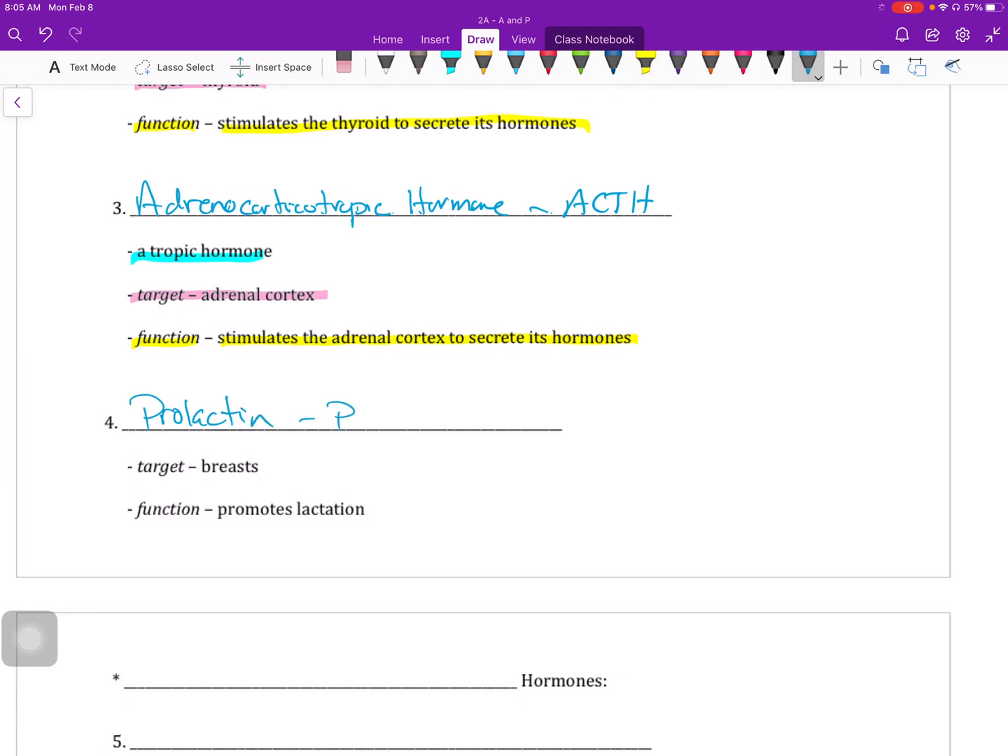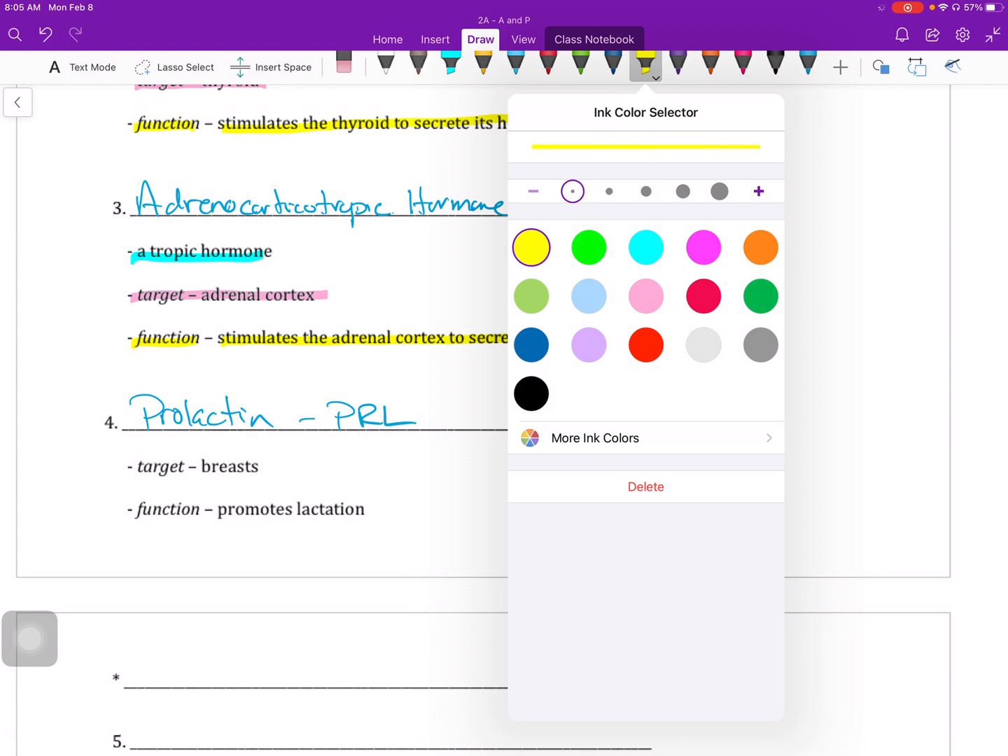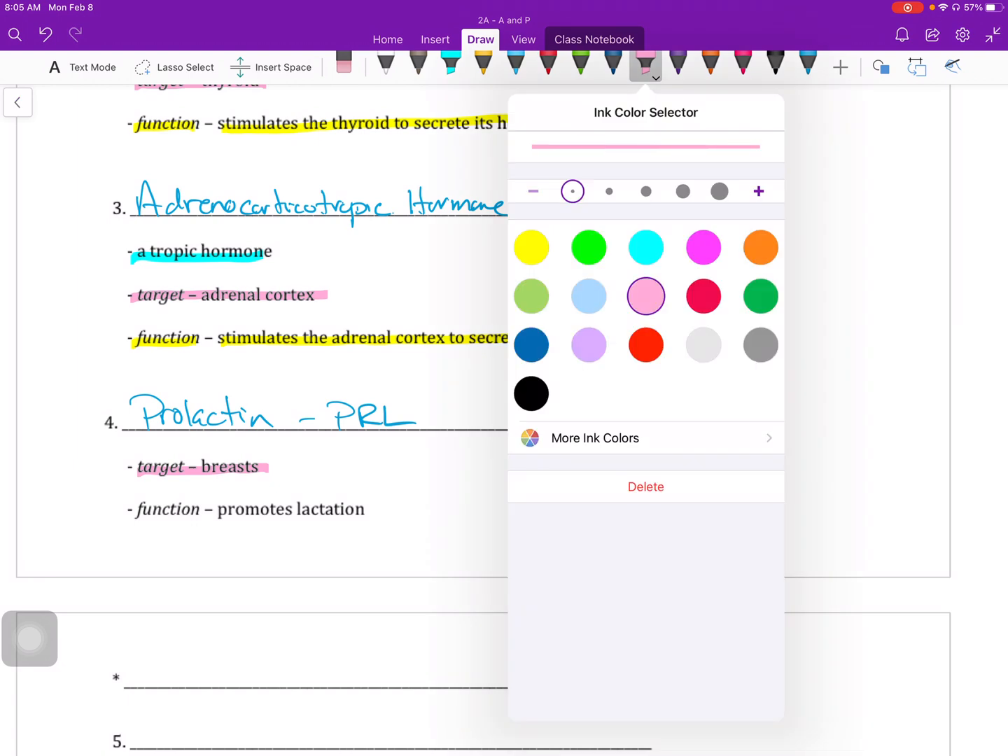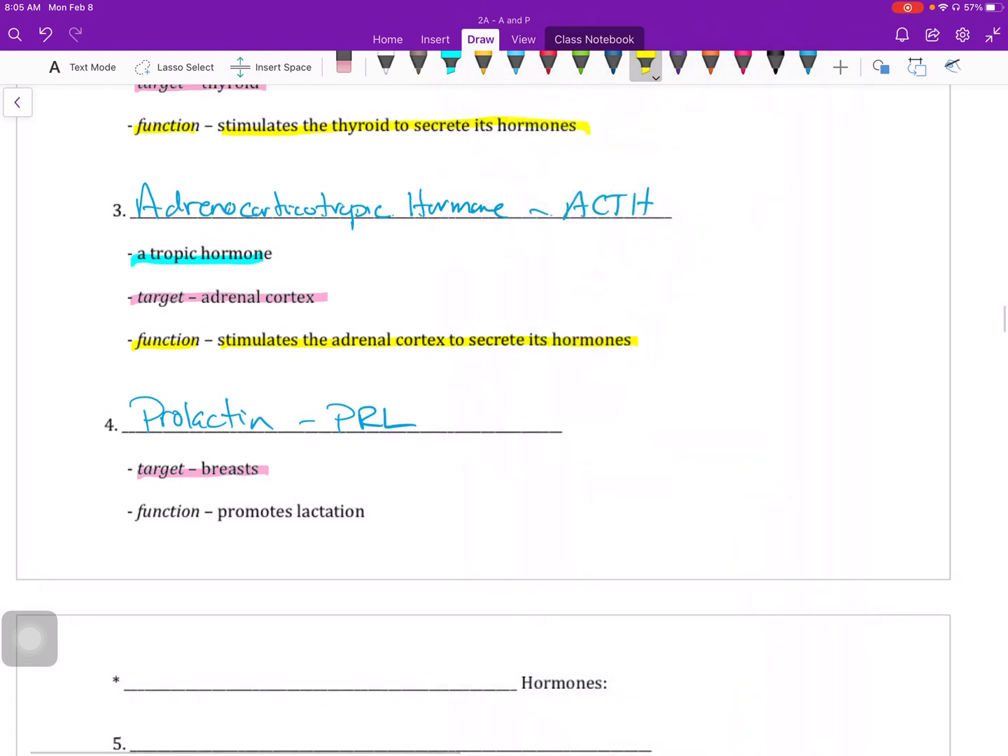Now, the fourth hormone that is produced by the anterior pituitary is called prolactin, or PRL. Its target is the breast. Its function is it promotes lactation. All right, now that's four.